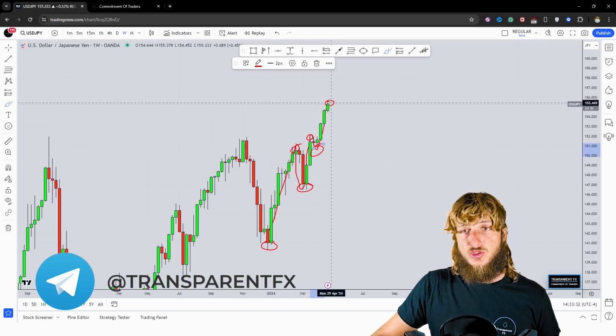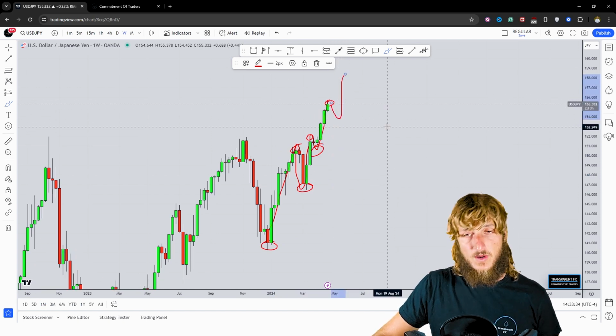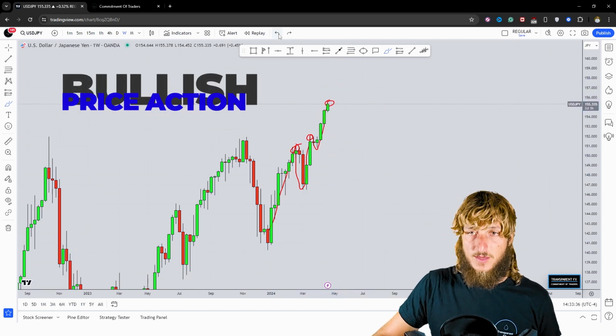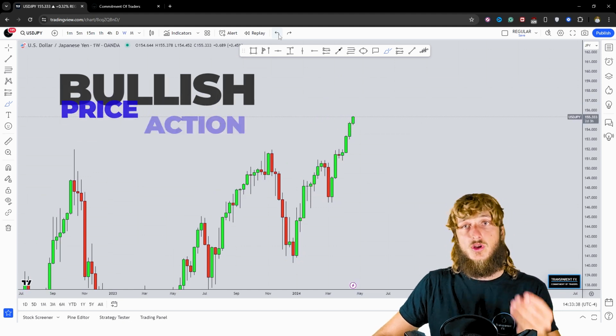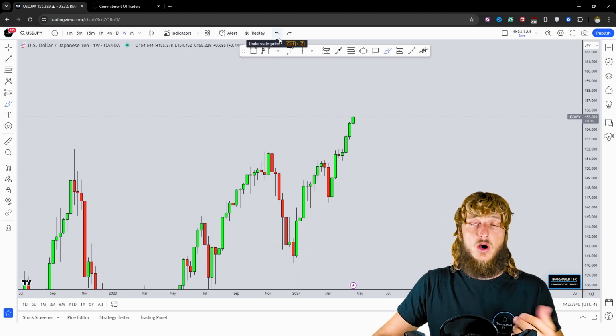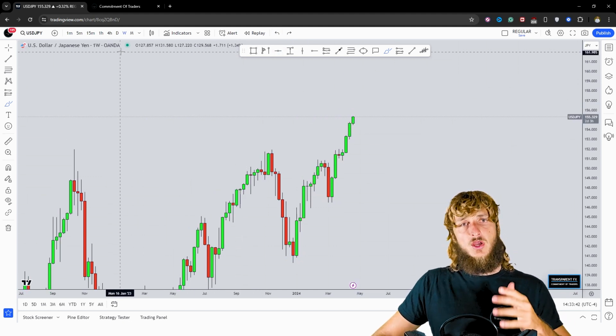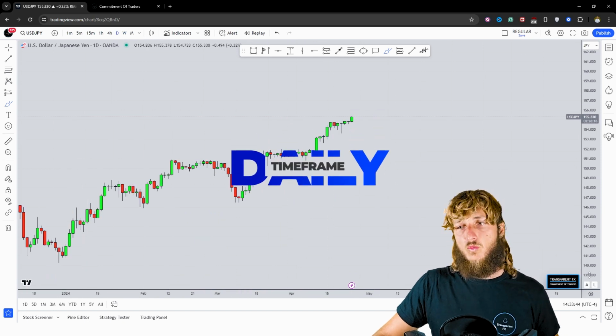So the next logical step would be to see first a correction and then the continuation to the upside, essentially for the creation first of a new higher low and then of a new higher high. Dropping down on the daily time frame, what do we see?